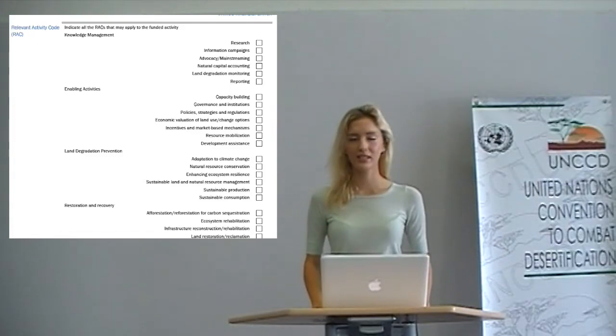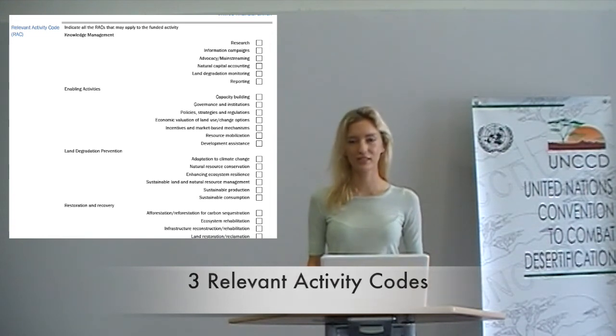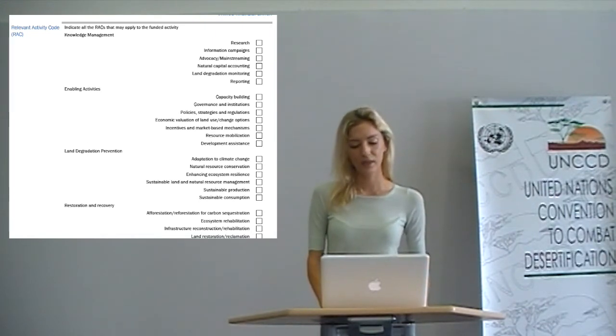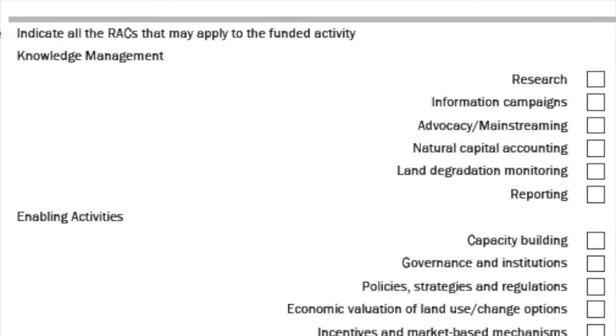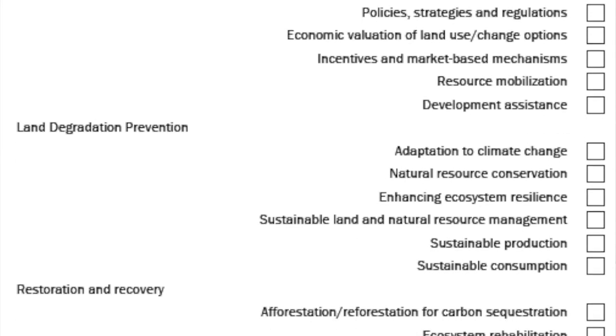Great, now we're on the relevant activity codes. These indicate categories of measures that are put into place to combat desertification. You'll be very happy to know that we've simplified the list of relevant activity codes to just 25 this year. These 25 codes are clustered under 4 main areas: knowledge management, enabling activities, land degradation and drought, and restoration recovery. Now, you can assign multiple relevant activity codes to the same activity. Check the UNCCD glossary when in doubt about anything, and remember, you can always file a support ticket.